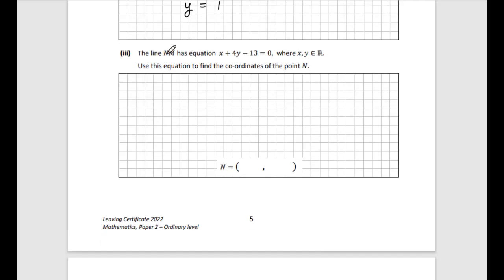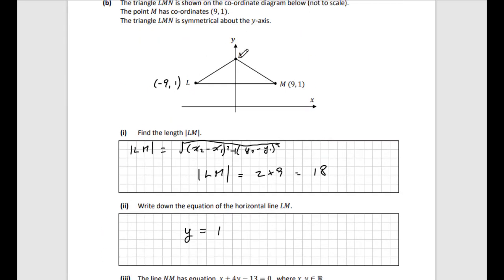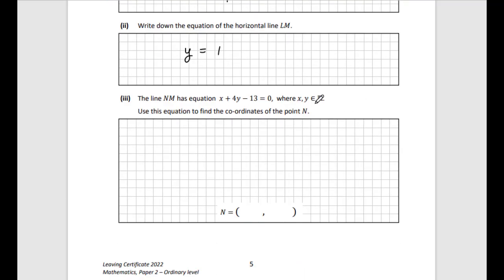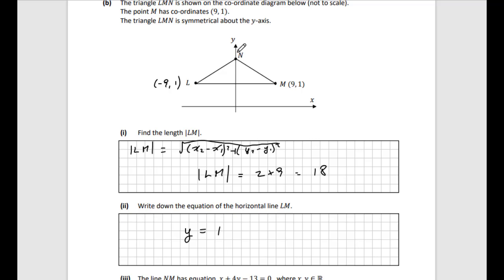Okay, the line NM has equation x + 4y - 13 = 0, where x and y are real. Use this equation to find the coordinates of the point N. So you've got to find the coordinates of this point here. Now, this point is on the y-axis, which means the x coordinate is going to be 0. So it's going to be 0, something.